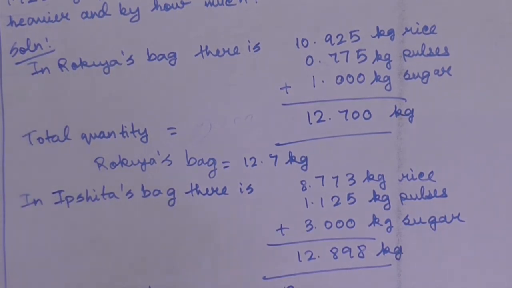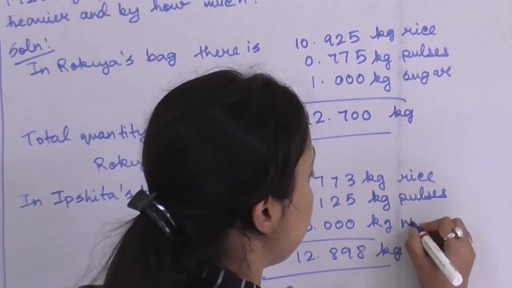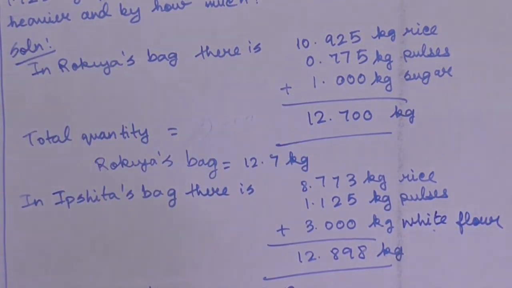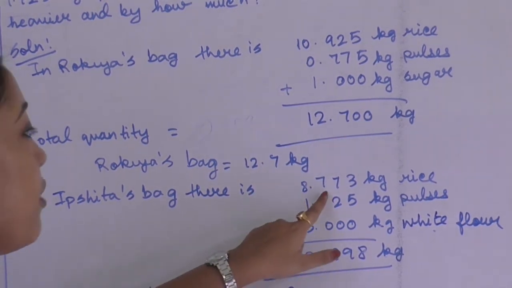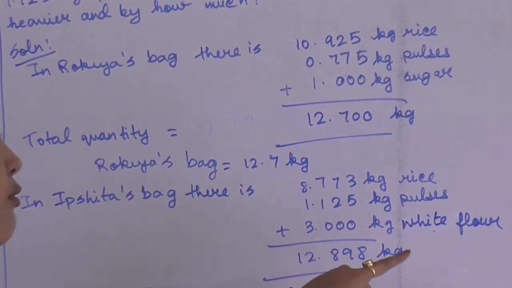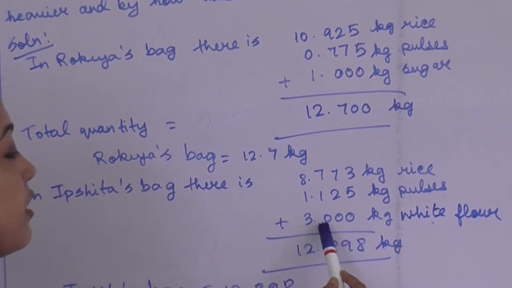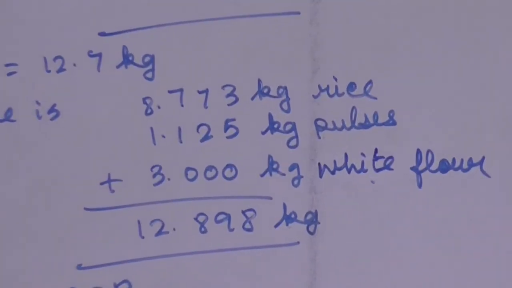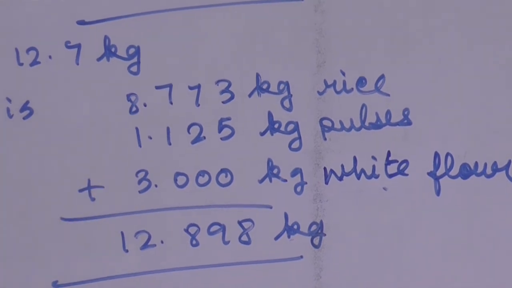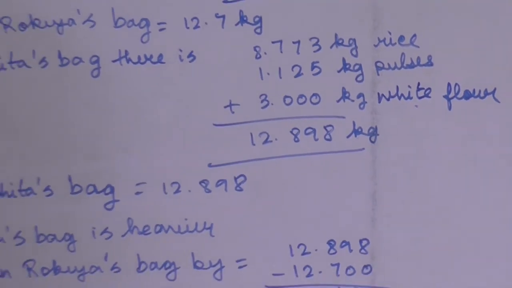Next, what is the total weight of Ipshita's bag? In Ipshita's bag there is 8.775 kg of rice, 1.125 kg of pulses and 3 kg of white flour. So here it is 3 kg, and on the right hand side of the decimal point we will write 3 zeros in order to make our calculation easier. We have to simply add these 3 amounts. By adding these 3 amounts we are getting 12.898 kg as our answer.